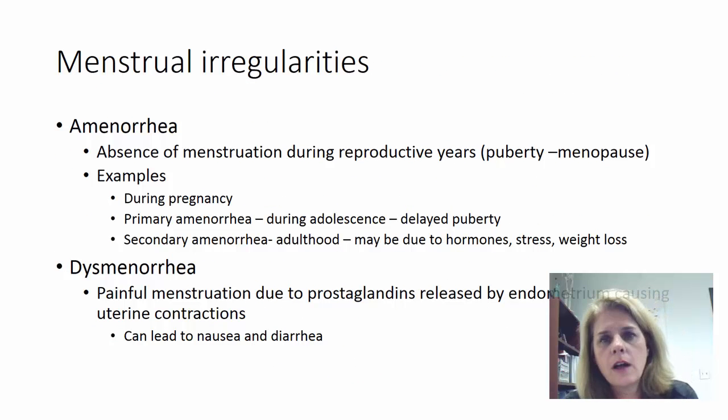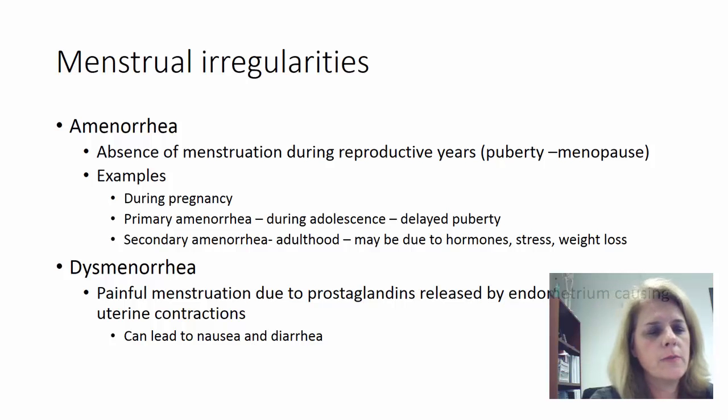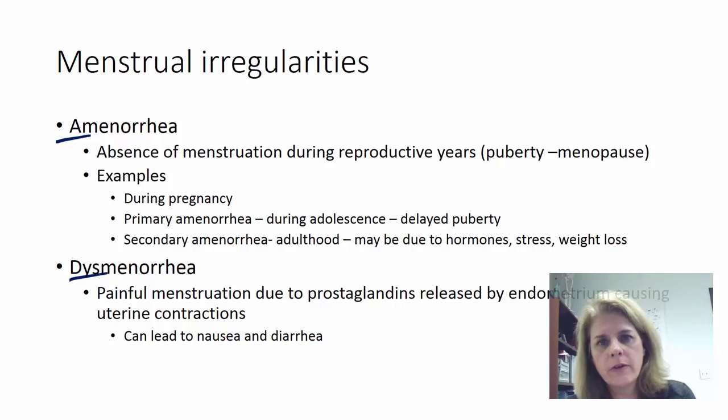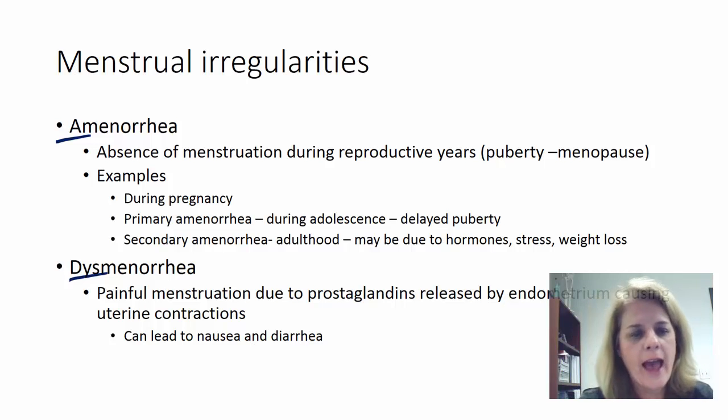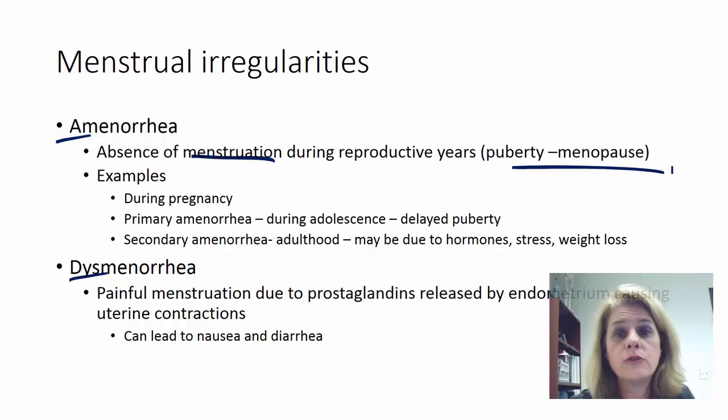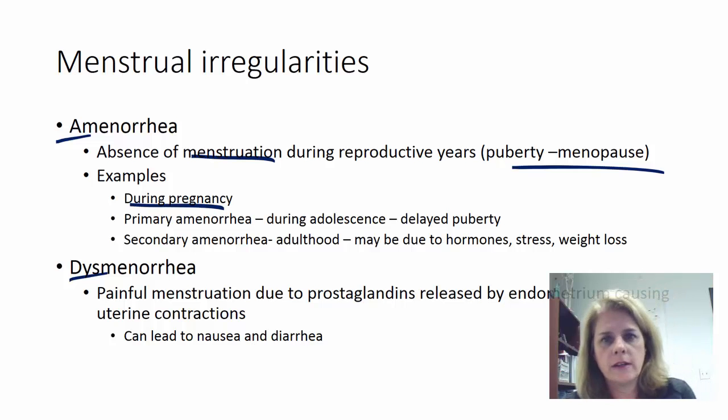All right, so since we're talking about the menstrual cycle, just a couple of terminology that you may hear: amenorrhea and dysmenorrhea. So amenorrhea is lack of a period. Okay, so it's the absence of menstruation during your reproductive years. So we're not talking about being amenorrhea when you're a kid or in menopause. We're talking about not having a period when you should be. So between puberty and menopause. So during pregnancy, you don't have a period, so that would be amenorrhea.